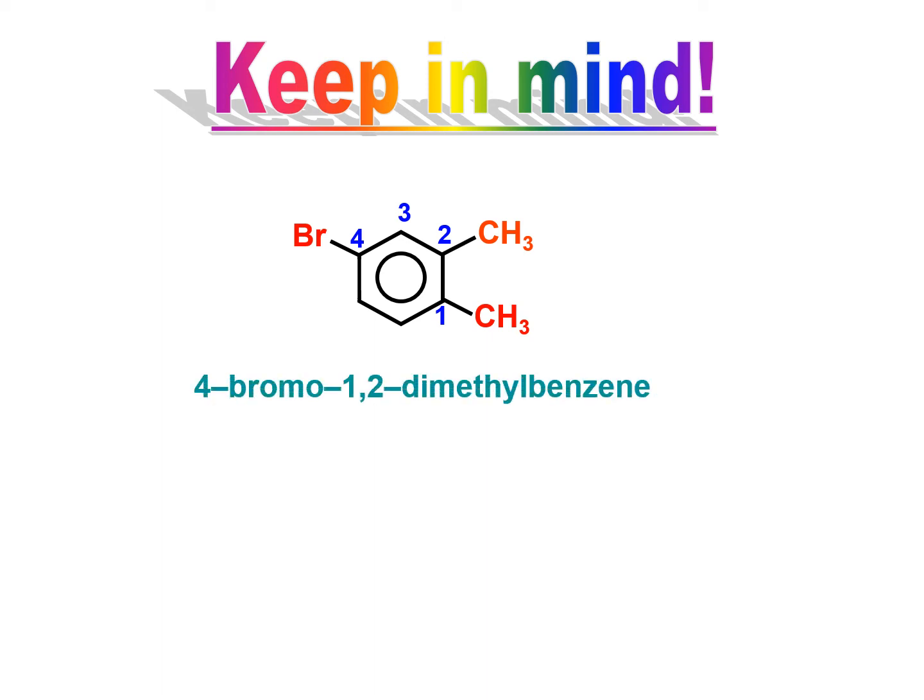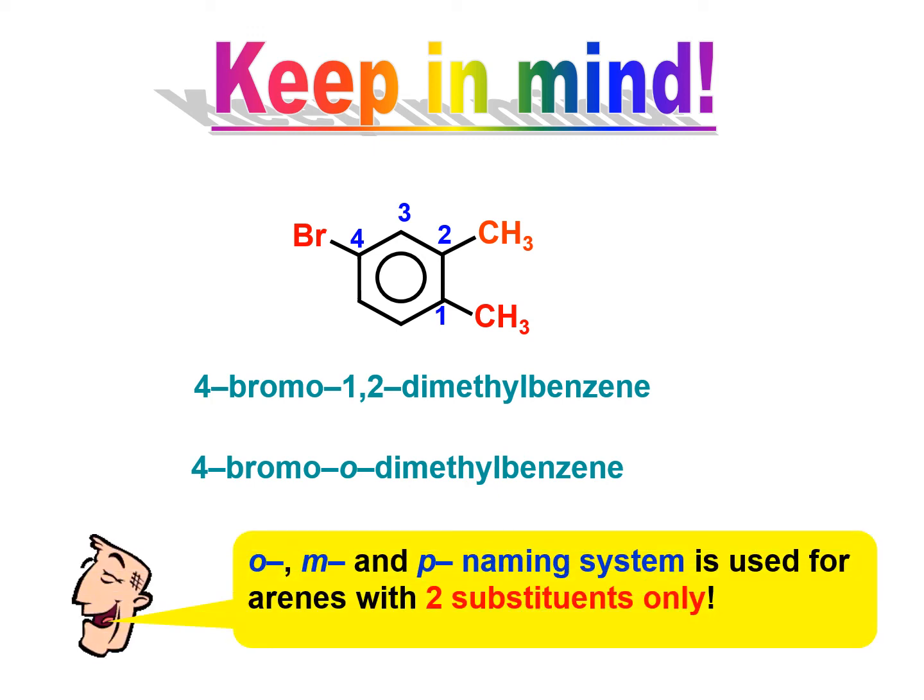Students, please keep in mind, when we have a compound with 3 substituents, the name is 4-bromo-1,2-dimethylbenzene and cannot be 4-bromo-o-dimethylbenzene, because the ortho, meta and para naming system is only used for arenes with 2 substituents only.